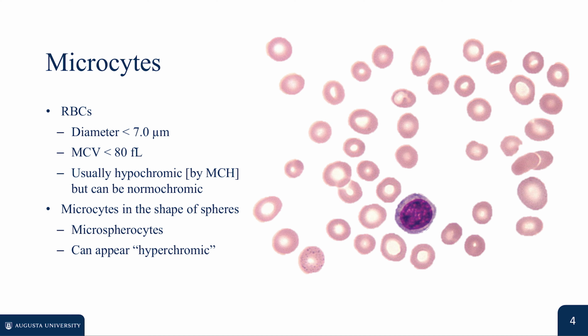A fascinating variation of the microcyte is the microspherocyte, which occurs when a microcytic cell loses membrane surface area relative to its volume. This membrane loss forces the erythrocyte to adopt a compact spherical shape rather than a biconcave disc. Because a normal quantity of hemoglobin is concentrated into a significantly reduced volume, these cells lose their central pallor entirely. On a stained smear, microspherocytes appear smaller, rounder, and intensely densely stained, often referred to visually as hyperchromic.